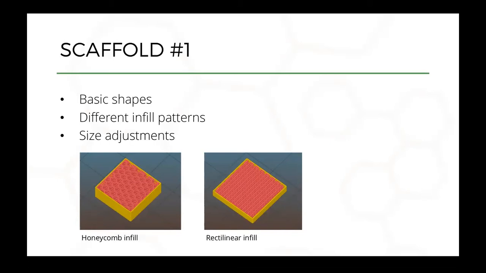And the first scaffold we'll be designing is basically a cube, right? So these are basic shapes, and it could be a cube, it could be a cylinder, but here we'll start with a cube. And you could also design different infill patterns using the Slicer program, which Oliver will show you how to do. Basically you can modify different parameters of the infill pattern inside this cube, all right? And we'll also talk about size adjustments. How do you define or control the size of the cube that you want to create?